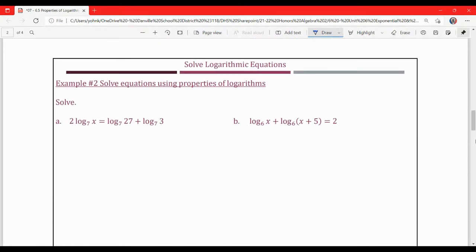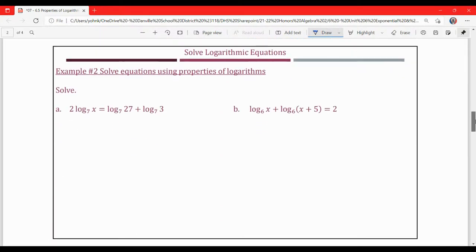All right, so we're going to use those properties again to solve equations. So the first thing you want to do is get rid of any products in front, any coefficients. So this 2 needs to be dealt with first. And so instead of bringing the 2 in front, I'm going to put the 2 up top. So this becomes log base 7 of x squared equals log base 7 of 27 plus log base 7 of 3.